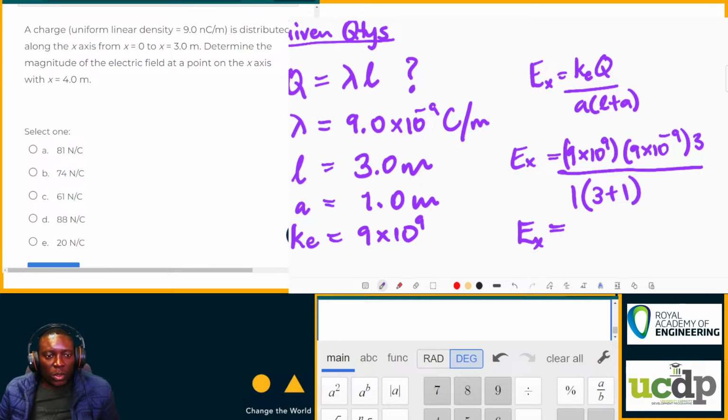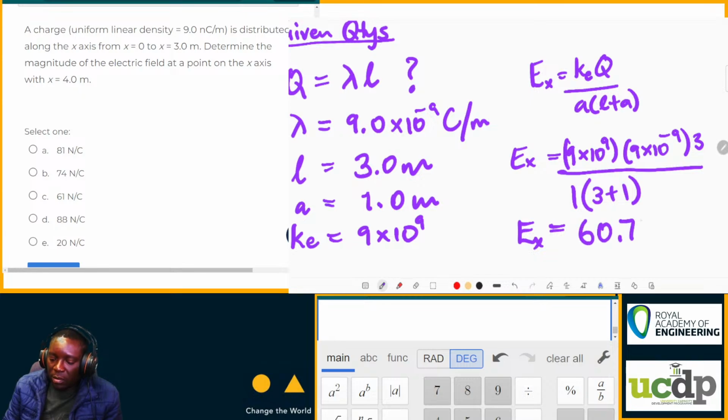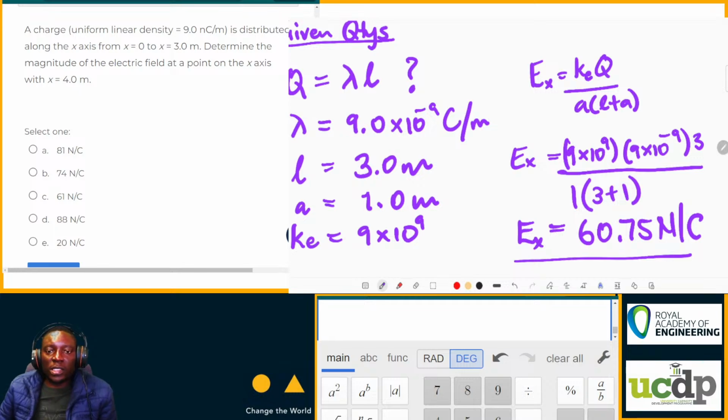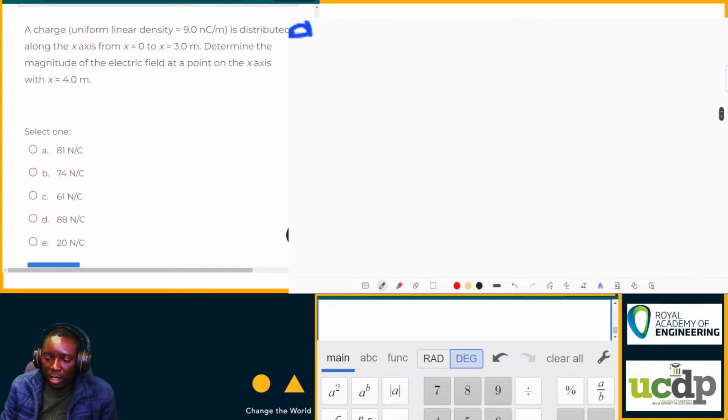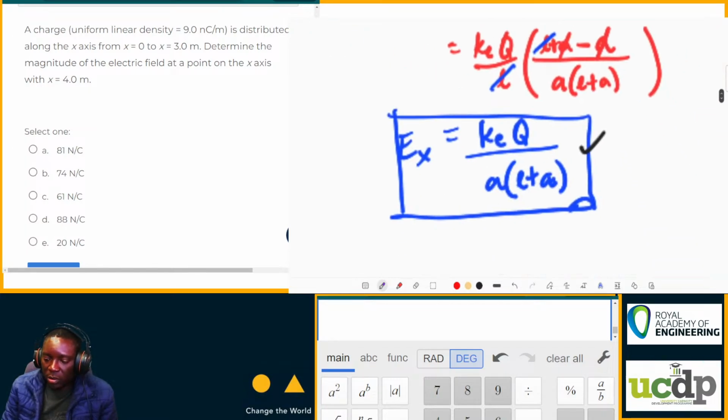It's C, sir. It's C, 61. Yes, sir. Perfect. Because it's 60.75. Okay, thank you. That's very correct. So we've got 60.75, which gives us a rounded value of 61 newtons per coulomb. So that should lead us to that solution. Perfect. Any questions so far? I hope we are all good thus far.